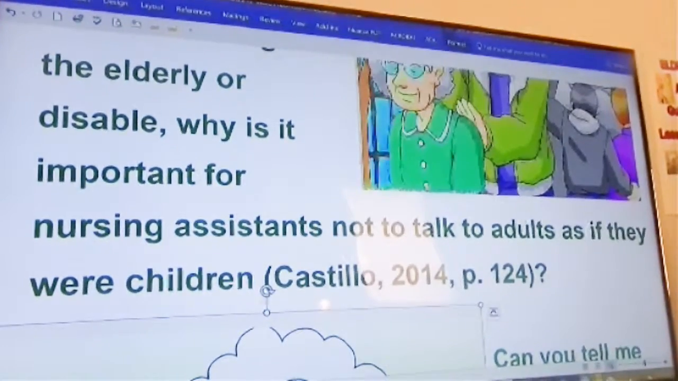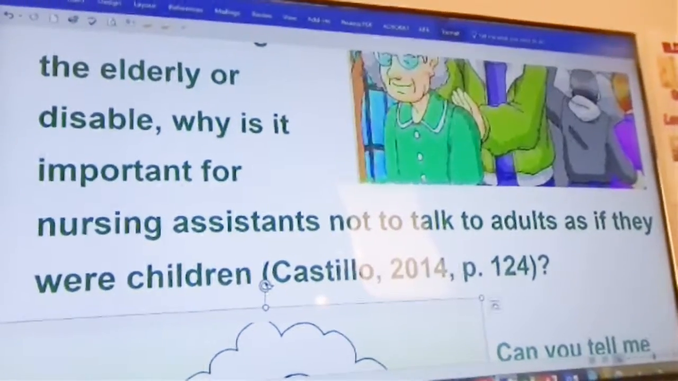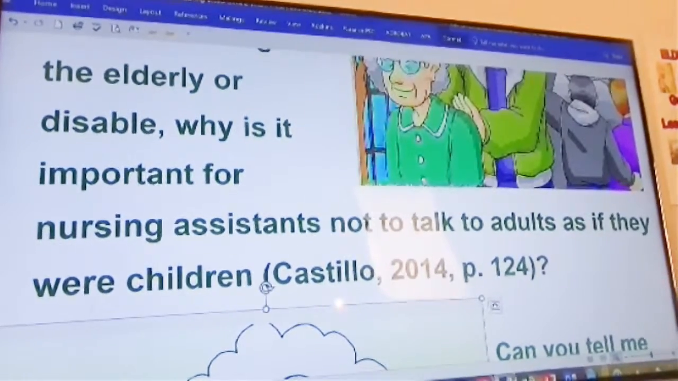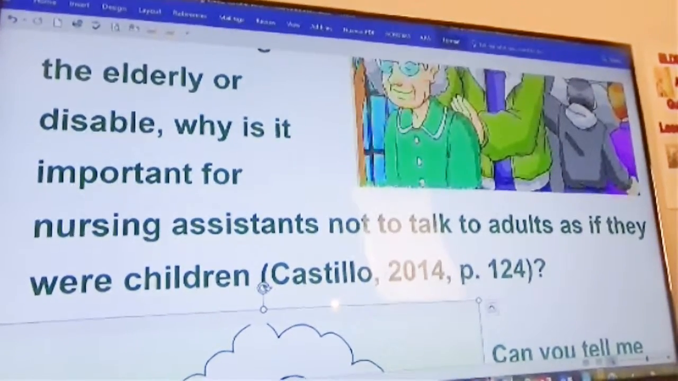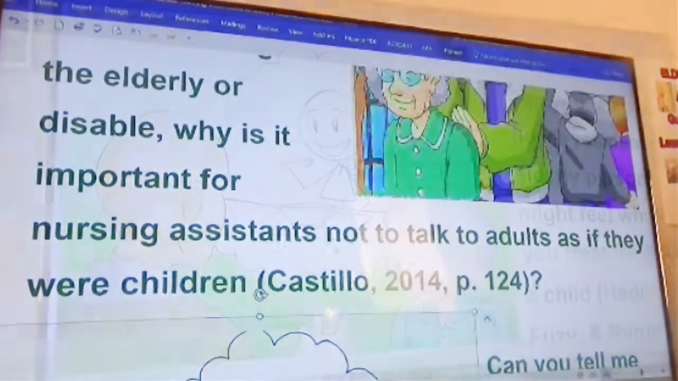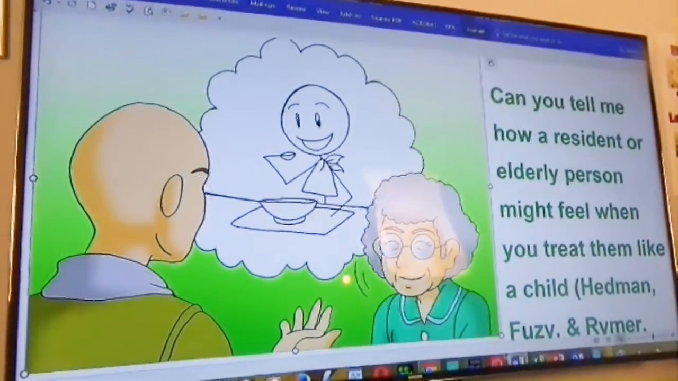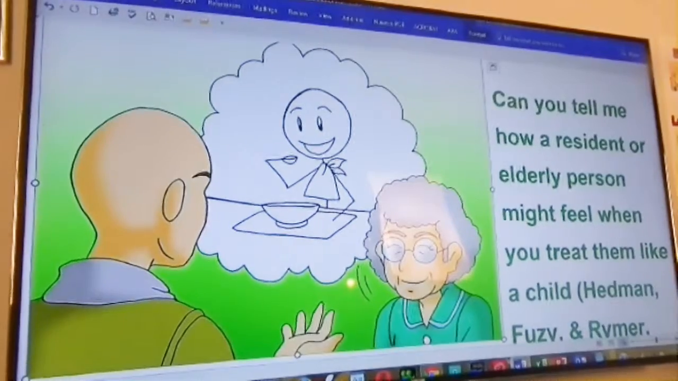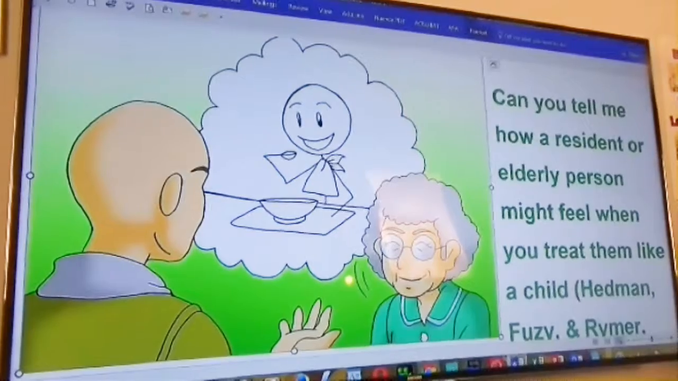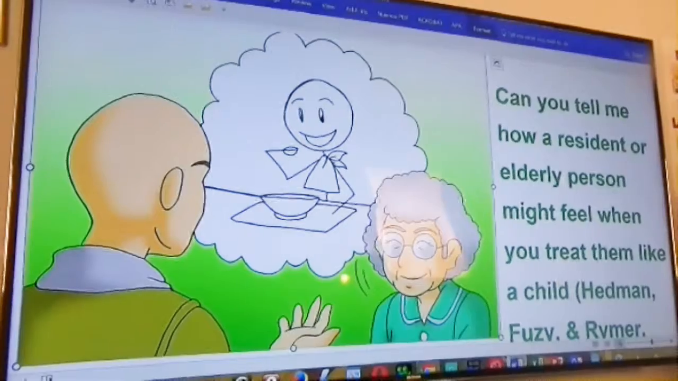Seniors, elderly adults. When you talk to them like they are children, then you're embarrassing them and you're not respecting them. They feel agitated, and they don't want to be treated like a child. Again, it is demeaning, it is embarrassing, and it is a disrespect. And it's hard for many people to accept.